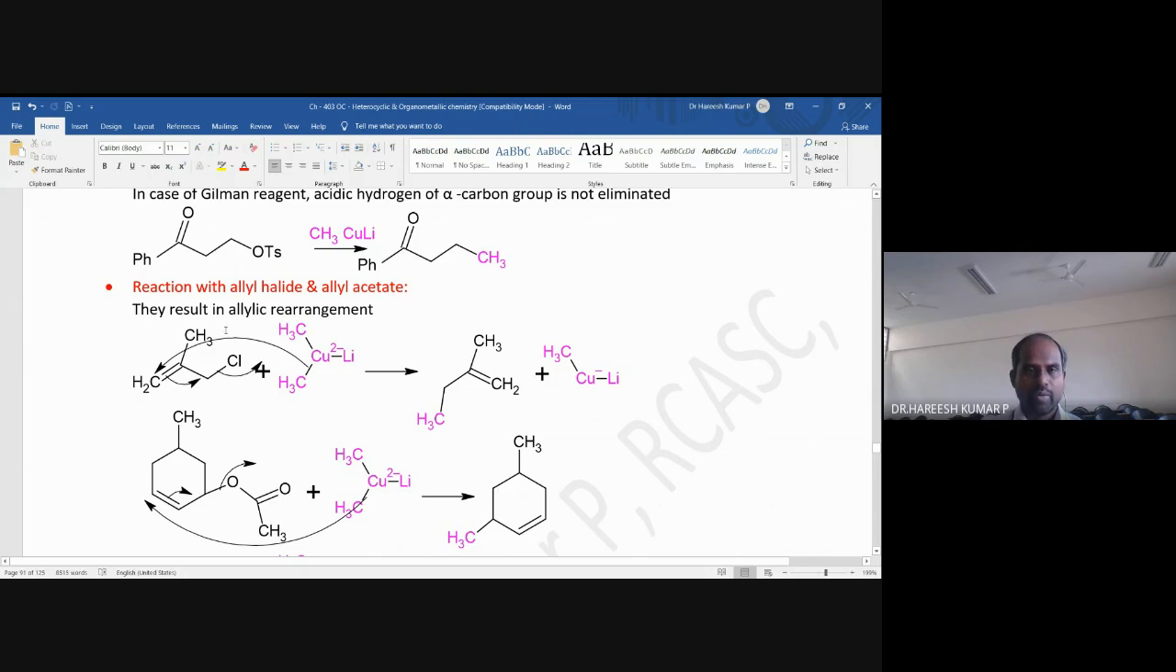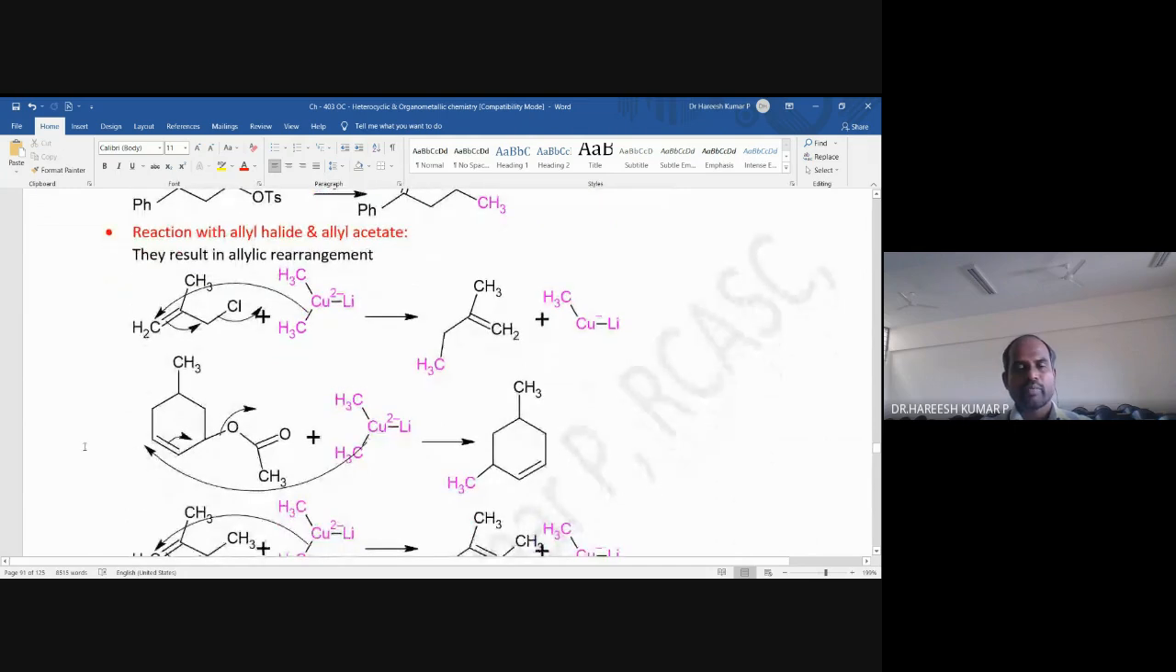What will happen when an allylic chloride is treated with dimethyl copper lithium? There will be a new bond formation between this carbon and the methyl group of the copper. When there is a new bond formation between the methyl group of the copper and the CH2 group of the allyl, this bond pair moves over here. When this bond pair moves over here, the chlorine will go out. That is how the compound is obtained. This CH3 is obtained from the methyl of the organocopper compound, and this is a byproduct. It will go out.